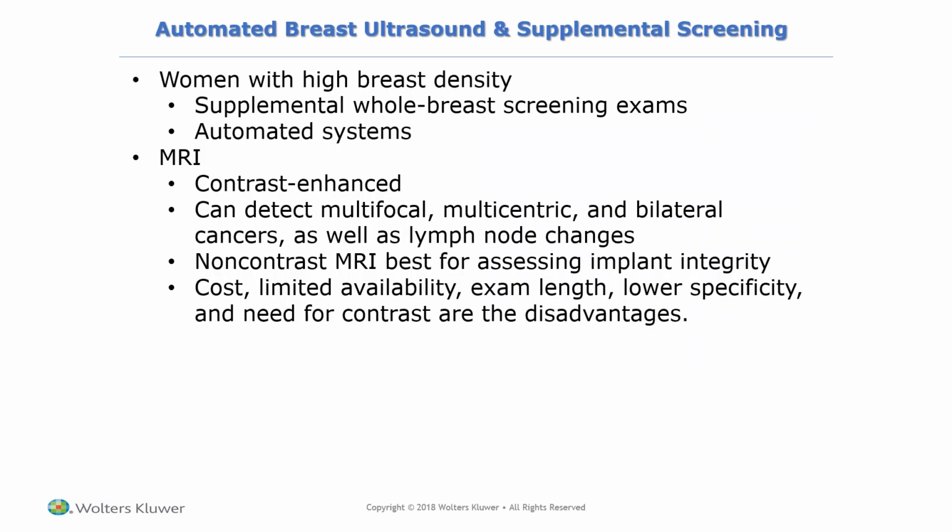Automated breast ultrasound is one of those I just mentioned. This works really well for women with high breast density that needs a whole breast scan. And it can supplement whole breast screening exams, and they're automated systems. So it's less user dependent. It also evaluates the whole breast rather than a quadrant. MRI also works well for breast assessment because of its very high soft tissue resolution.